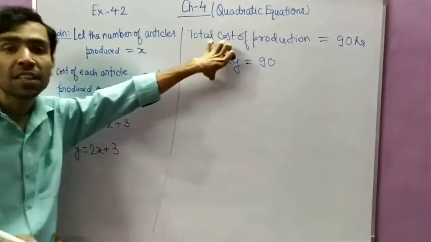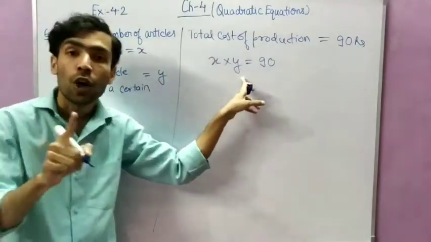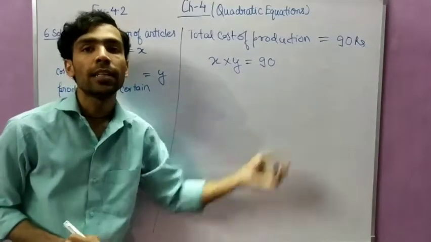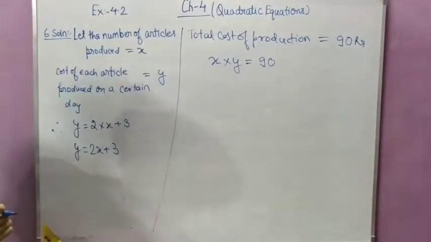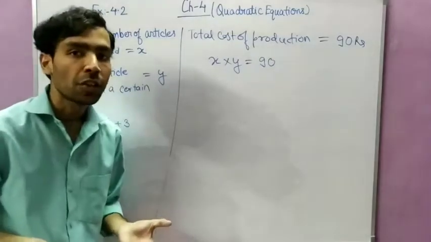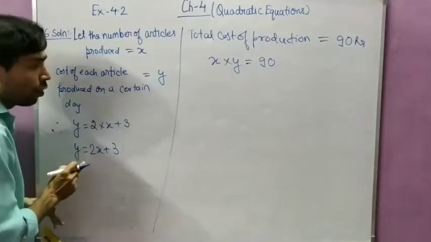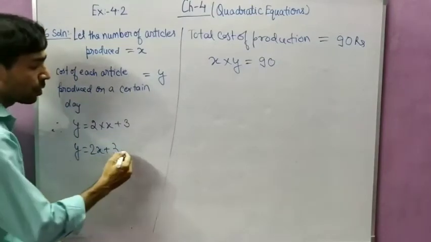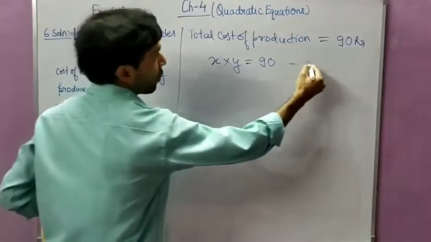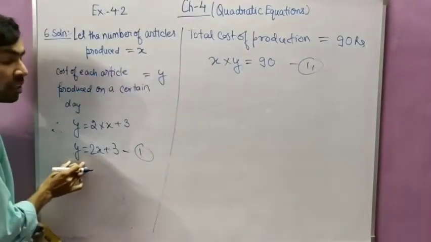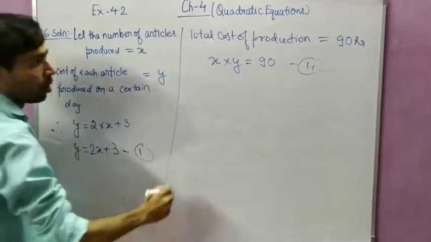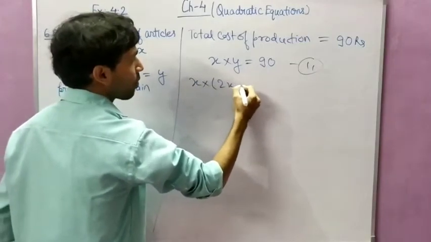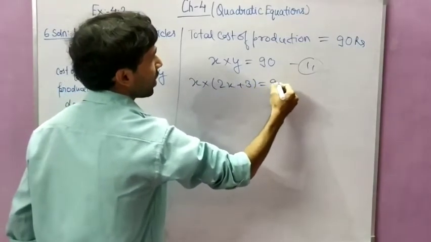Okay, this is the number of articles produced and this is the cost of each article. When they both are multiplied, that will be equal to 90. Now, because we have to form a quadratic equation, we can put the value of y in this equation. Suppose this is equation number 1 and this is equation number 2. So I will put the value of y in equation number 2. So I can write x into 2x plus 3 equal to 90.